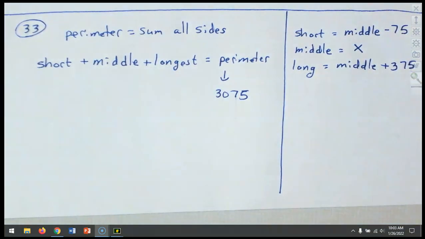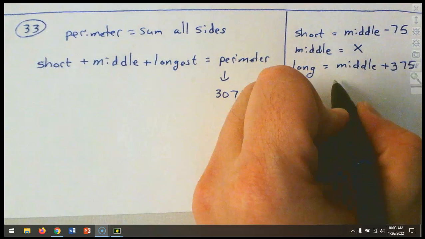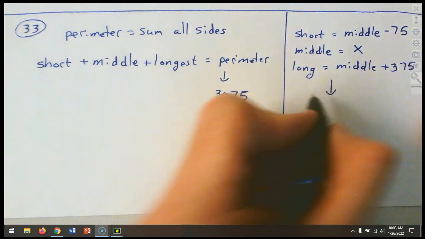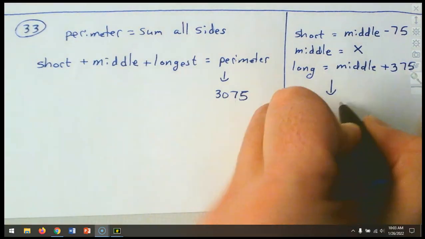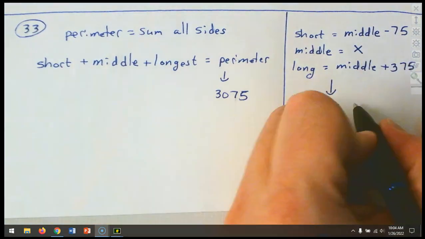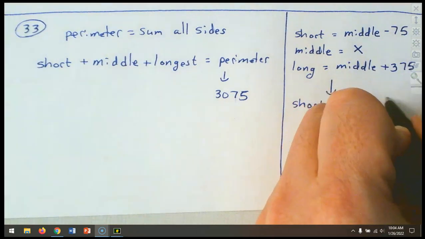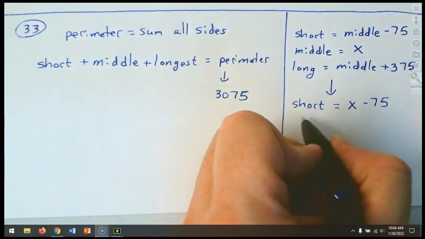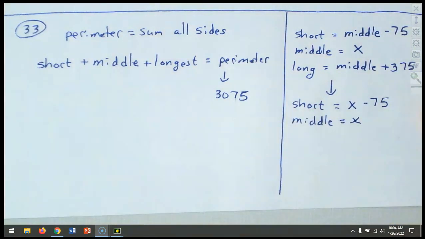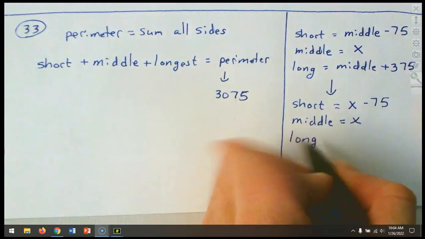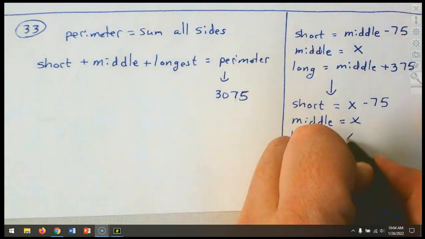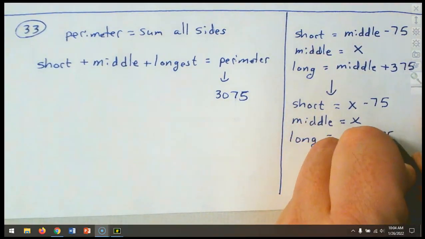Now we rewrite it so everything has the variable in it. We wrote it in terms of words first. I think that's very important. And now we're going to fill it in with the variable. So the short side, what was that? Middle minus 75. And the middle we called x. So the short side is x minus 75. Middle side, we know nothing about, and that's already been labeled x. And then the longest side, we know that's the middle plus 375, so that's going to be x plus 375.